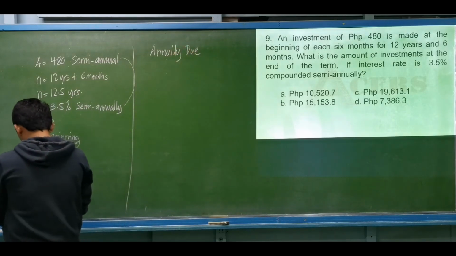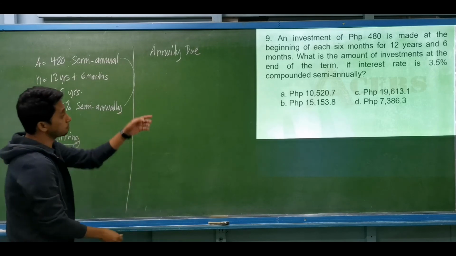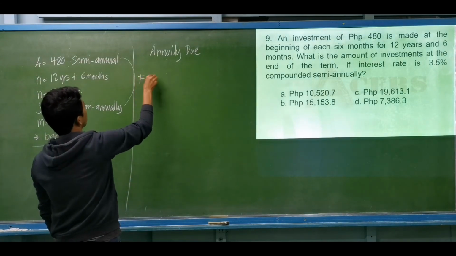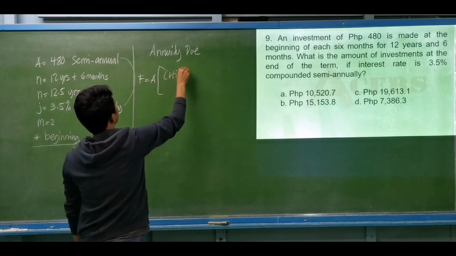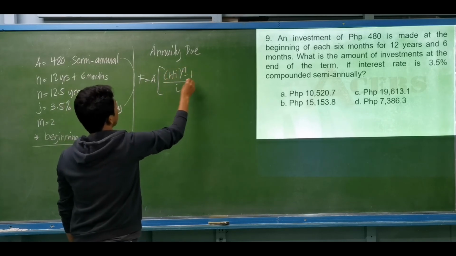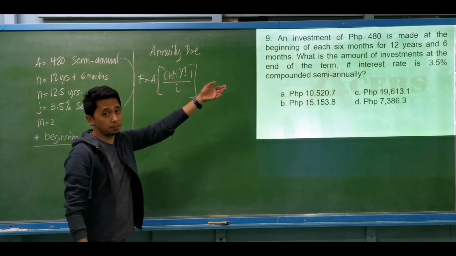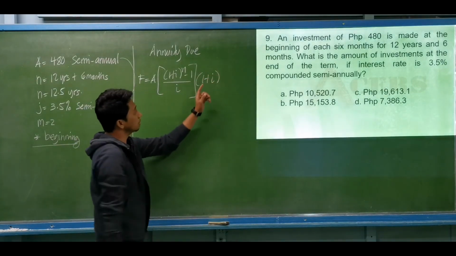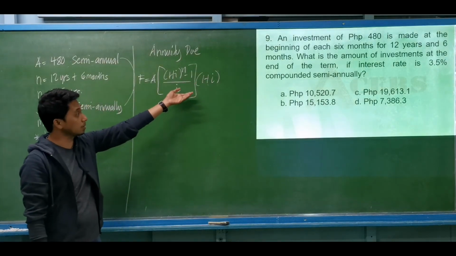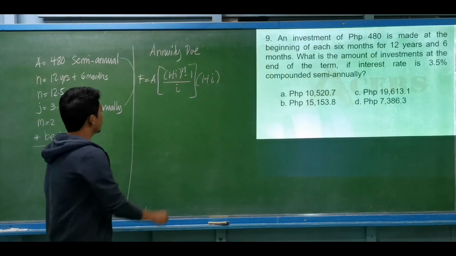So we are looking for the future amount of this problem. The future amount is equal to the annuity multiplied by 1 plus i raised to n minus 1, divided by i. If it is an annuity due, we have an additional one cycle of interest period.